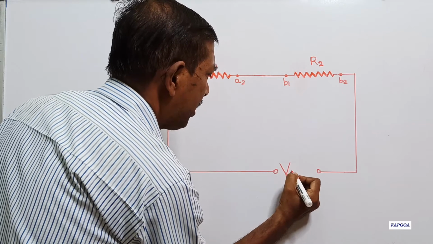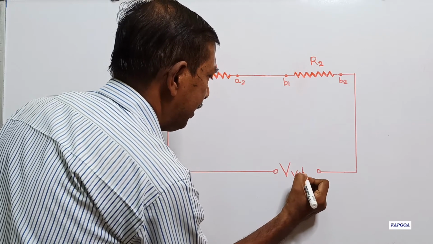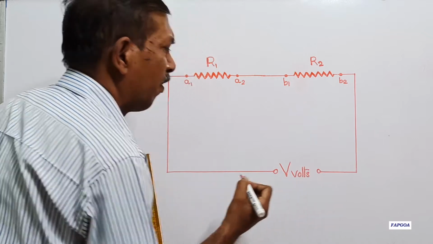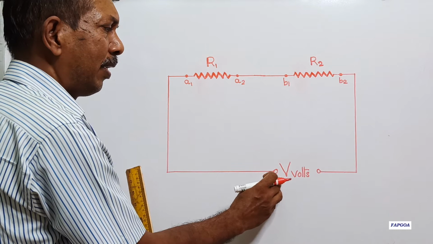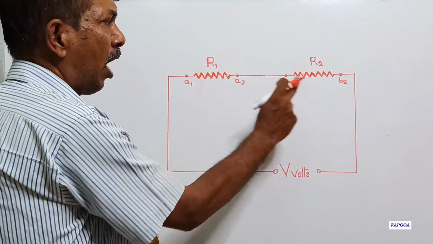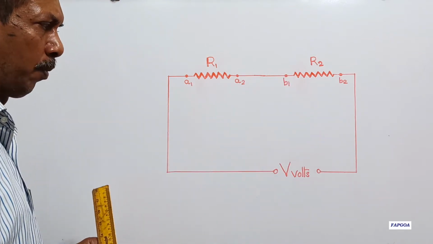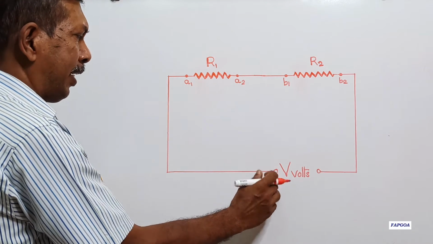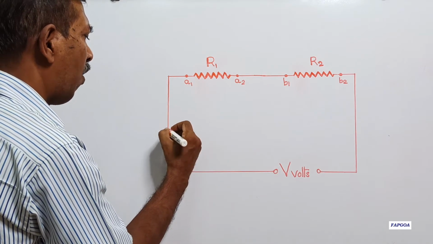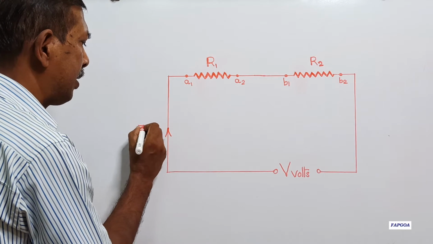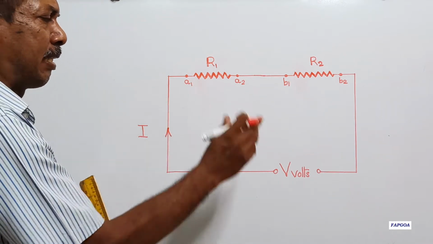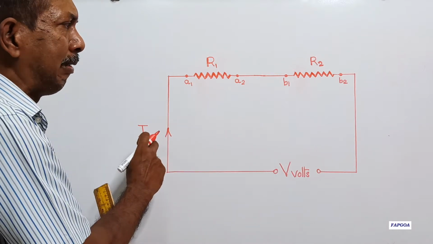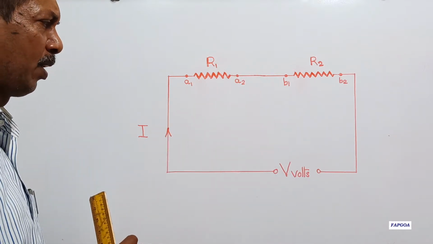So what voltage I am applying to this circuit is V volts. So V volt is applied across R1 and R2. Now this voltage sends a current of I amperes in the circuit. So in this circuit we have voltage, current and resistances.